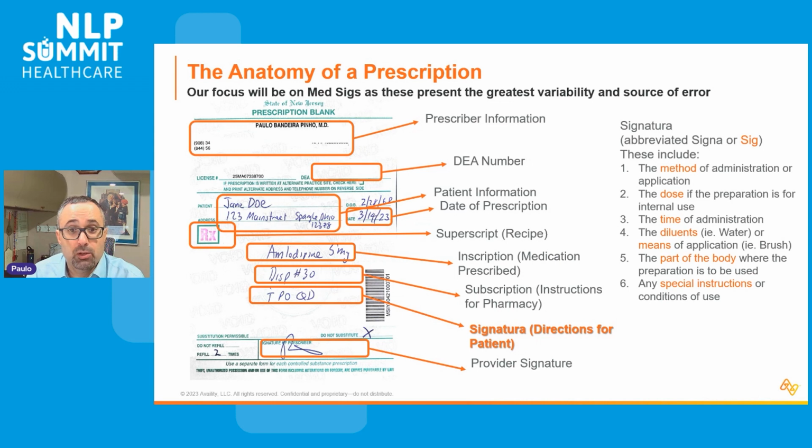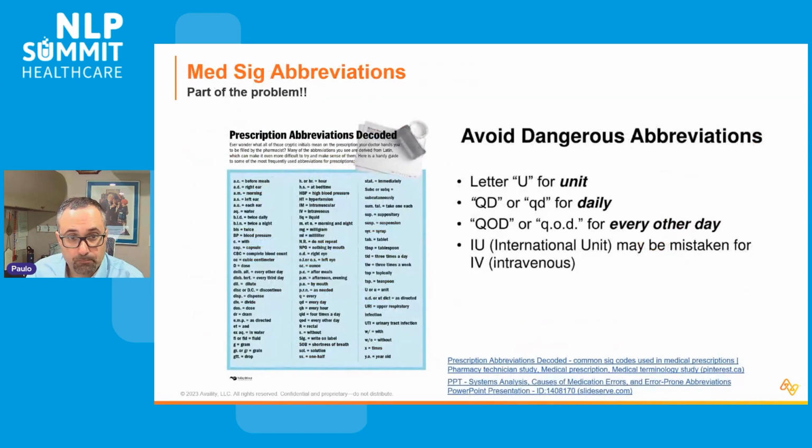These signaturas contain the method of administration or application, the dose if the preparation is for internal use, the time of administration, the diluent used, so things like water, or the means of application, like apply it with a brush. They contain the parts of the body where the preparation and application should be happening, and they contain any special instructions or conditions of use for this particular medication.